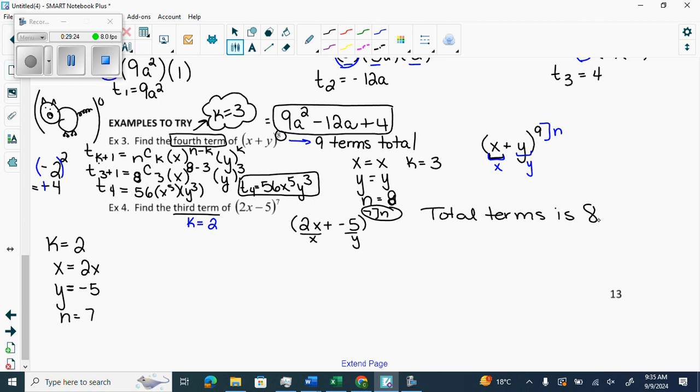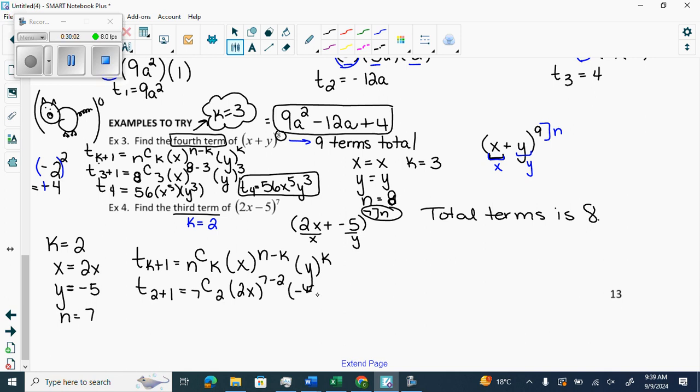They could literally just ask you for the total terms. That's one more than n. Solve it out. Plug it into the formula. T, 2 plus 1. And you know you picked k, right? If in the end you have T3, because you need to have term 3, correct? N is 7C2, x is 2x to the 7 minus 2, and y is negative 5 to the 2. So I get term 3, so I know I did it correctly.